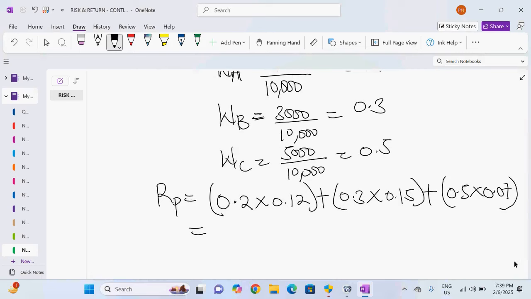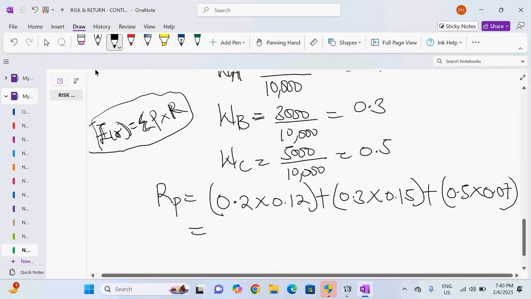So what do we have? I believe you can see the difference between the portfolio return and the expected return. What is the expected return formula? It is the summation of probability times return. Here it is weight, and this is the portfolio return. So give me the answer: 0.104. If you express it as a percentage, that will be 10.4%.